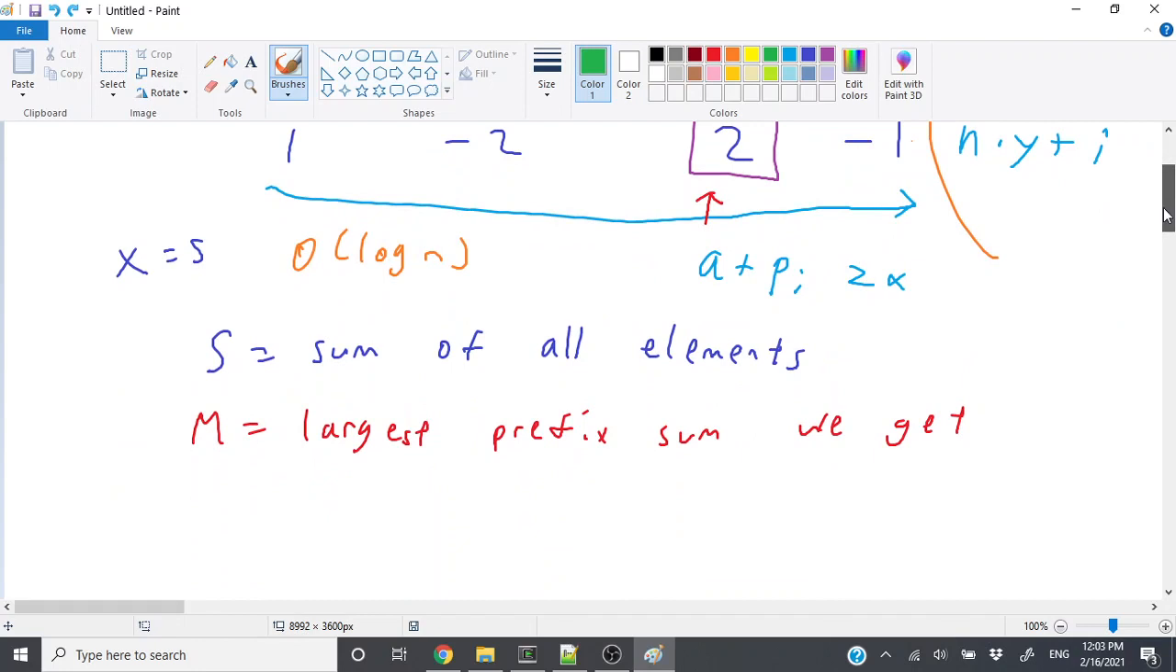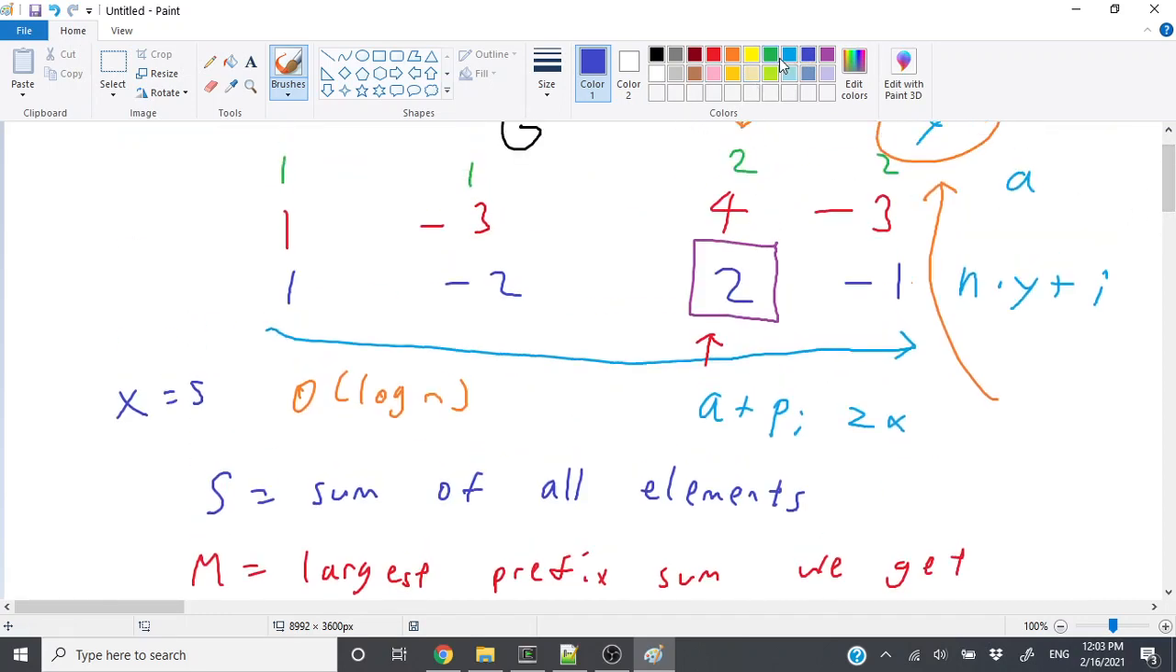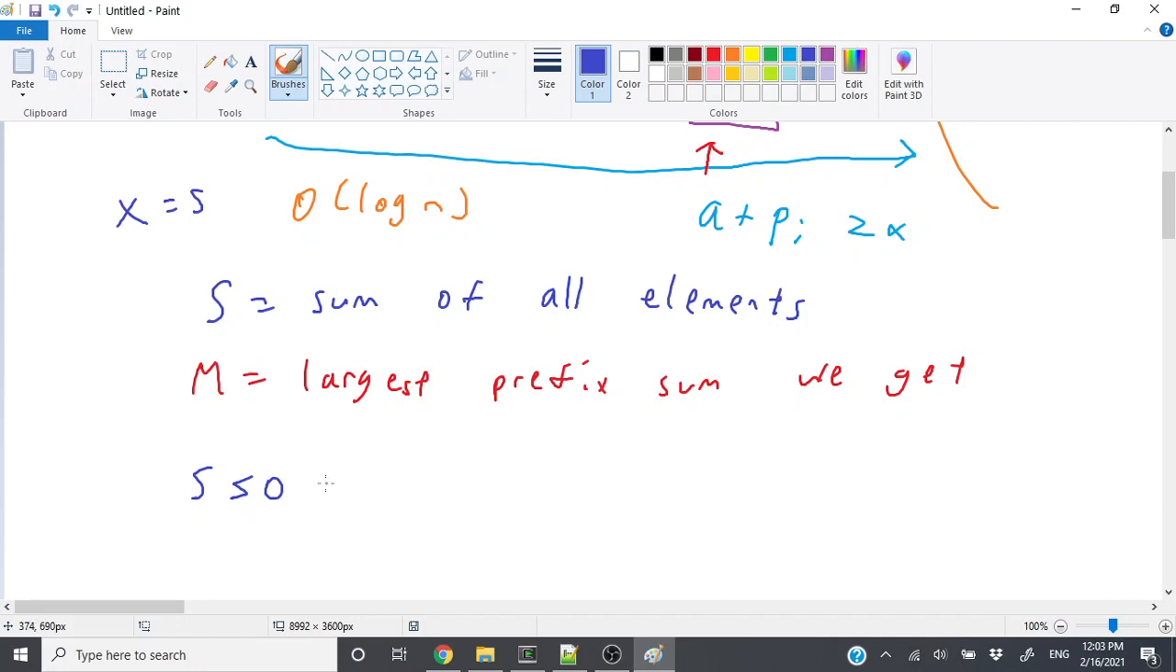So we have some cases. If s is greater than or equal to 0, then doing a rotation won't help us. In fact, it may even make the answer worse. So if s is less than or equal to 0, we have to do it in our first rotation, because making more rotations isn't going to make it easier. We want to increase the value we currently have. So we have to do it on the first rotation.